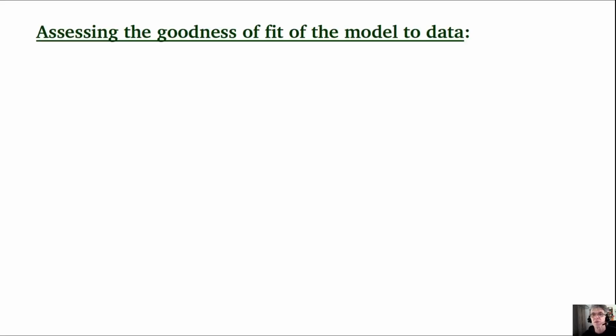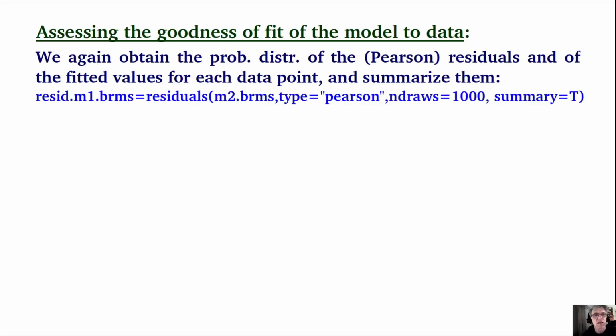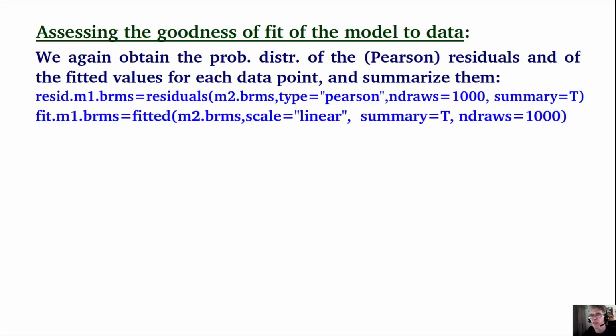We are going to assess the goodness of fit of the data through the residual analysis, for which we obtain the posterior distributions of the Pearson residuals and of the fitted values, in the same way that we did in the previous video of simple linear regression. This is for the residuals, and this is for the fitted values. Notice that we put summary equal true, and in this case it provides the means of the posterior distribution for each of the residuals and for each of the fitted values for all the data points in our data set.